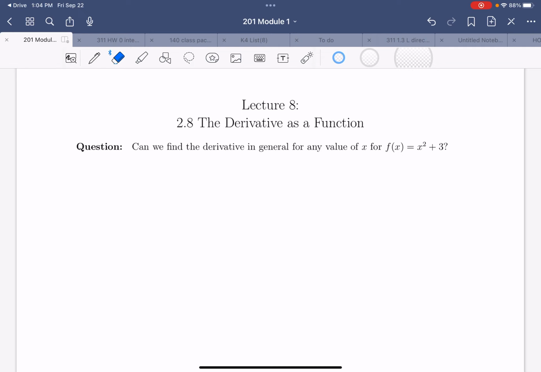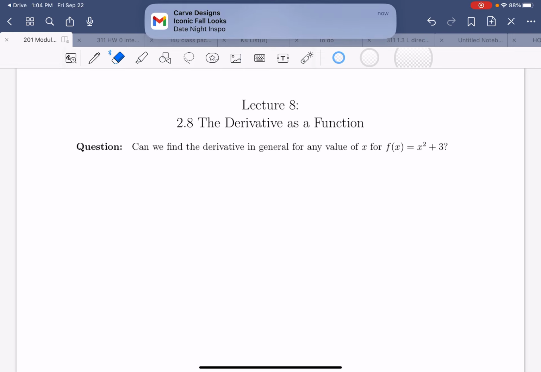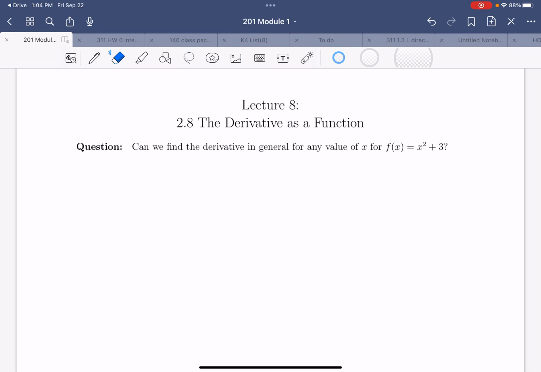So we want to think of, can we go back to this process and can we do this in a way that we could write our limit in general for any value, any point that we want, for any a. And that way we can get a formula or a function for the derivative and be able to plug in different points to find the derivative at different points. So let's go back to what we know.